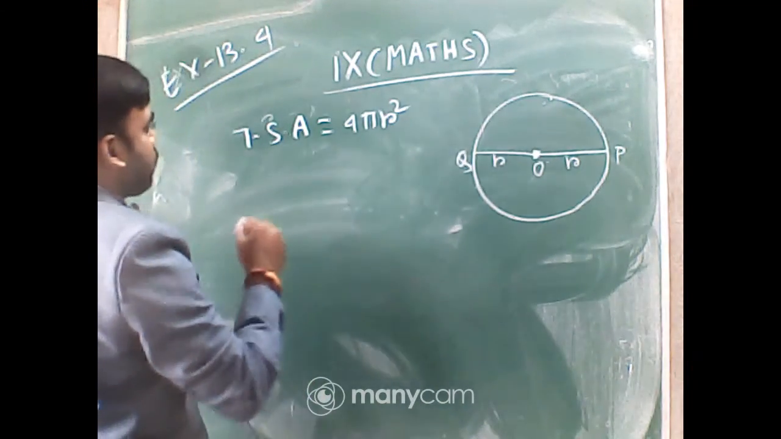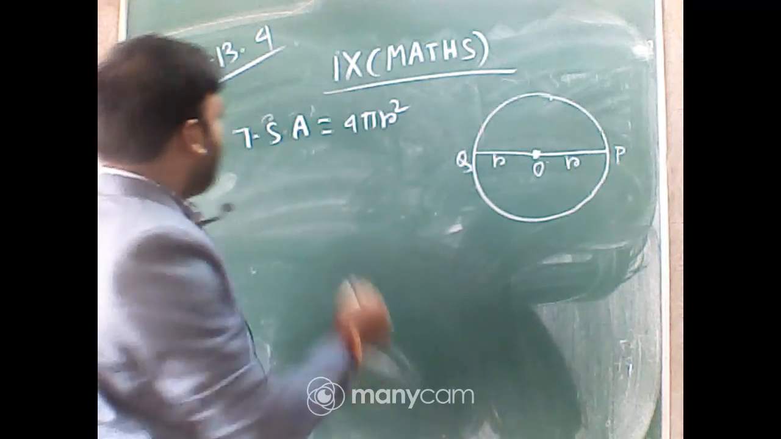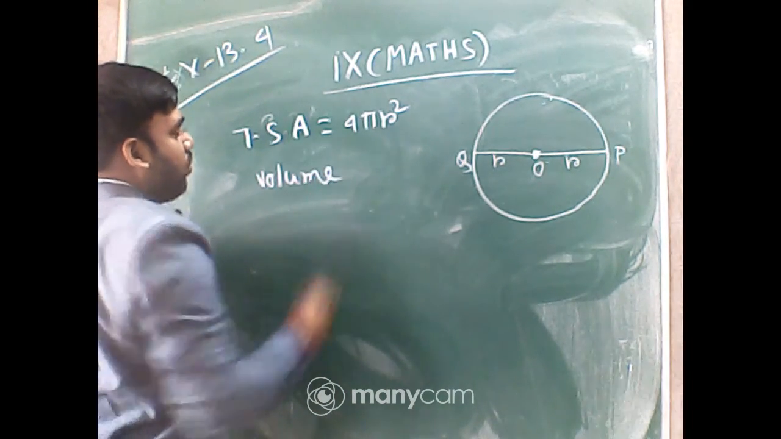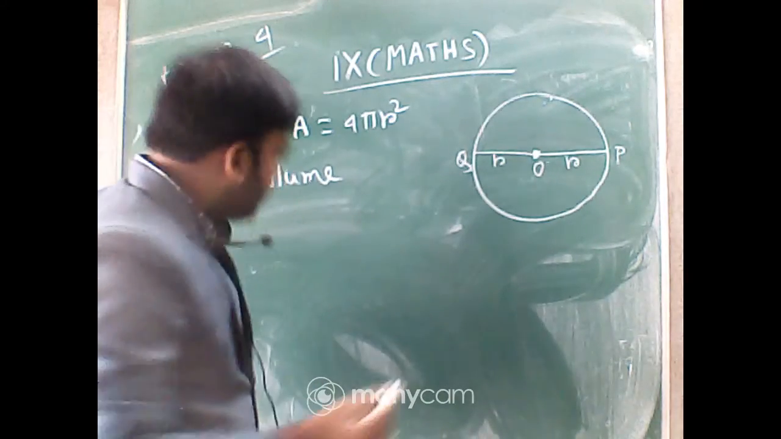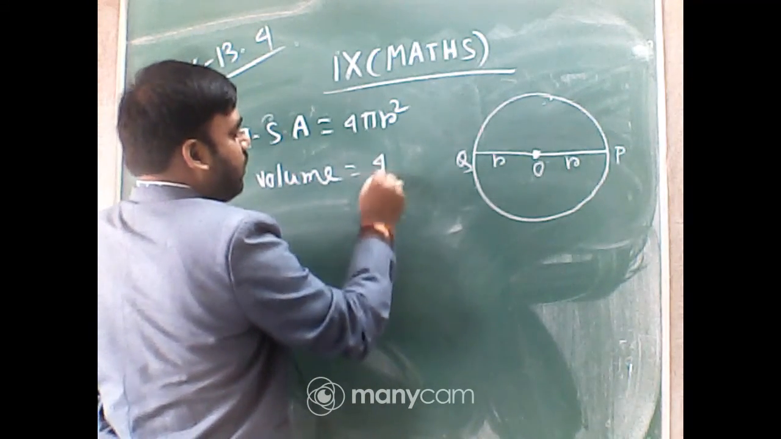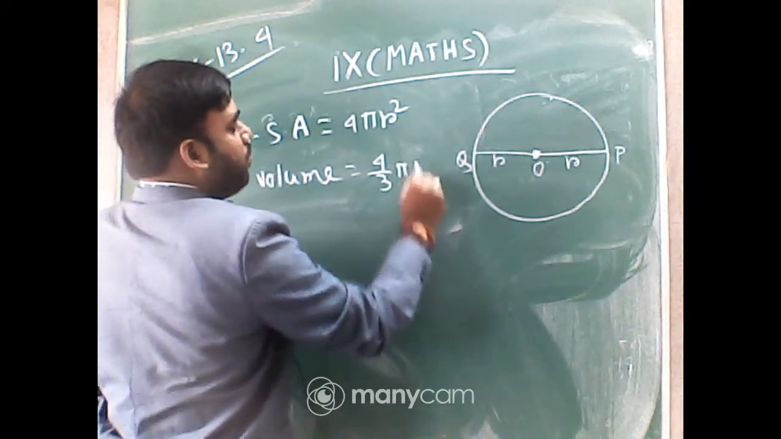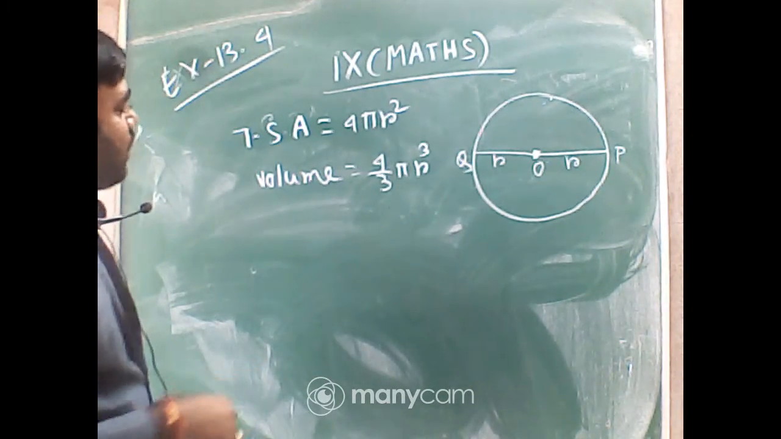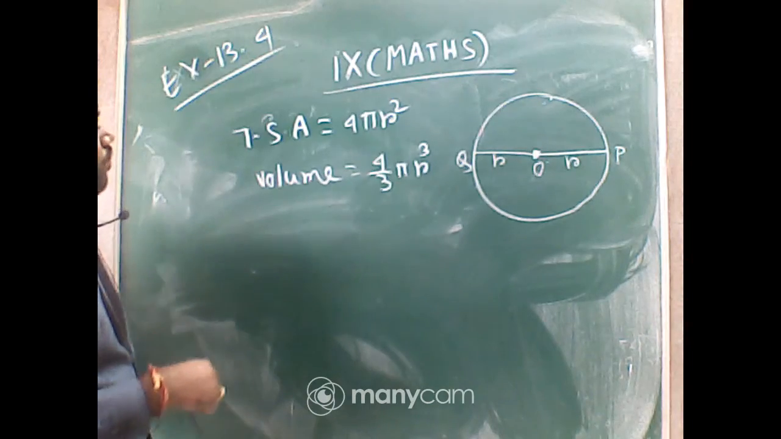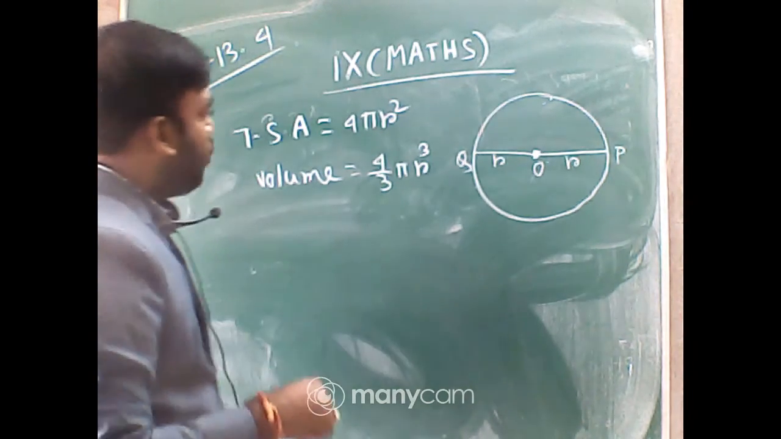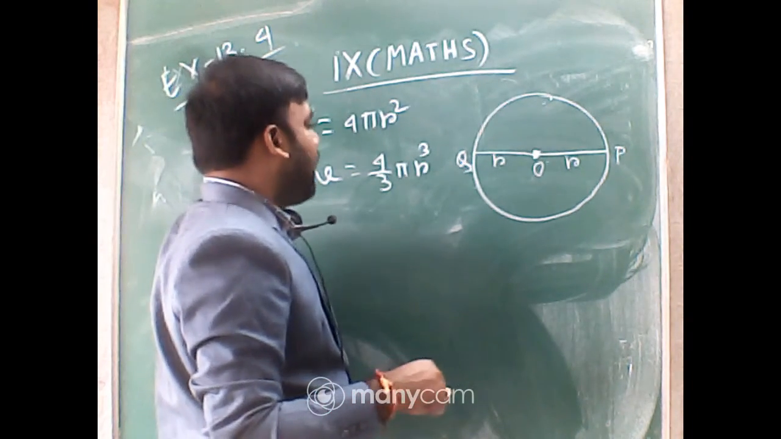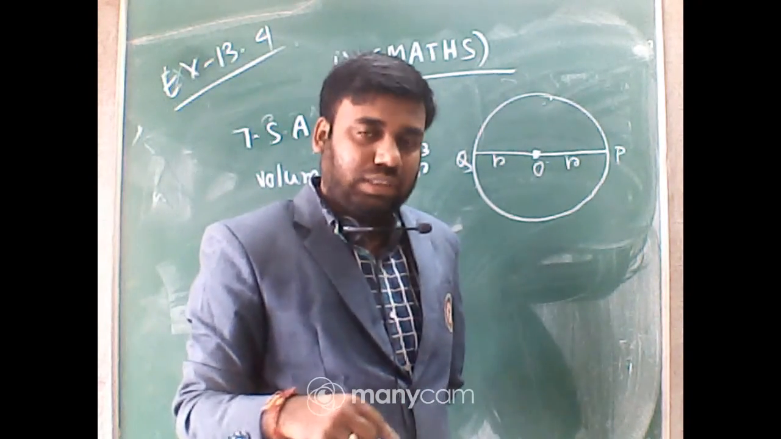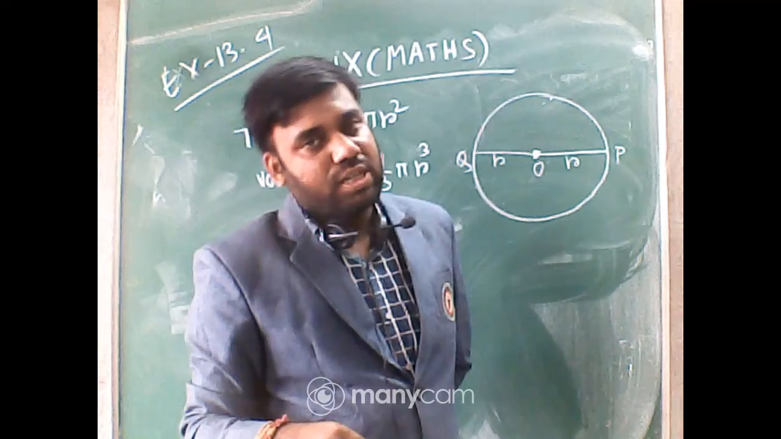And what is the volume? Volume of a sphere is 4/3 pi r cube. Okay, that is the total surface area and volume of a sphere: 4 pi r square and 4/3 pi r cube, where r is the radius of the sphere.